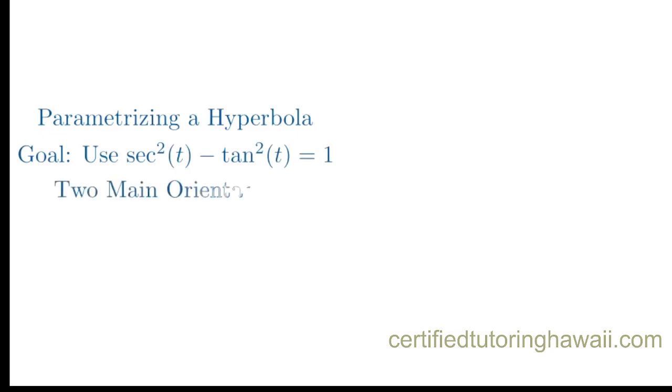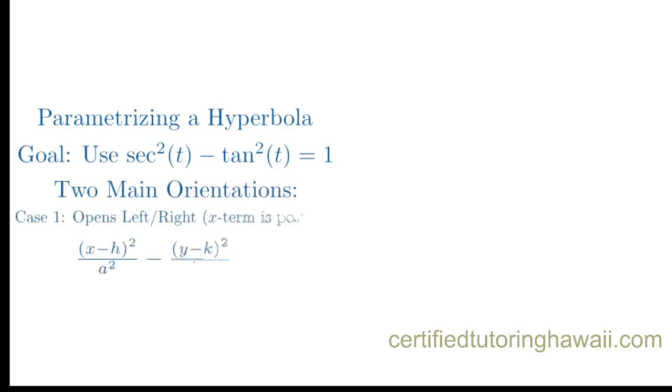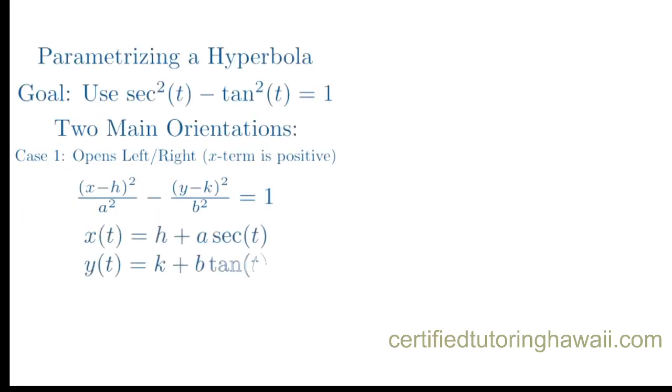There are two main cases for a hyperbola's orientation. First, a hyperbola that opens left and right. This happens when the x term is positive. The parametrization follows the identity. The x term gets the secant function, and the y term gets the tangent function. The domain for t needs to be adjusted slightly to avoid vertical asymptotes of secant and tangent, but 0 to 2 pi is often used to ensure both branches are covered.